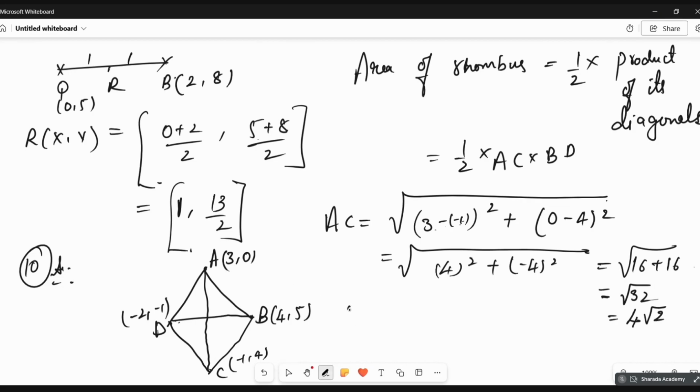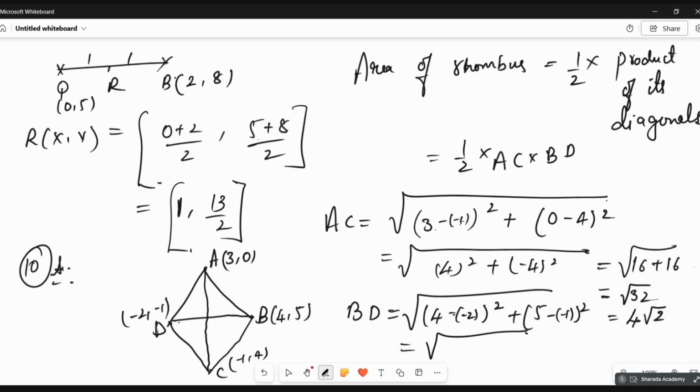Next, BD. So BD is equal to what? Again, it is root of x2 minus x1 whole square plus y2 minus y1 whole square. 4 minus of minus 2 whole square plus 5 minus of minus 1 whole square. So root of minus into minus is plus, 4 plus 2 is 6.